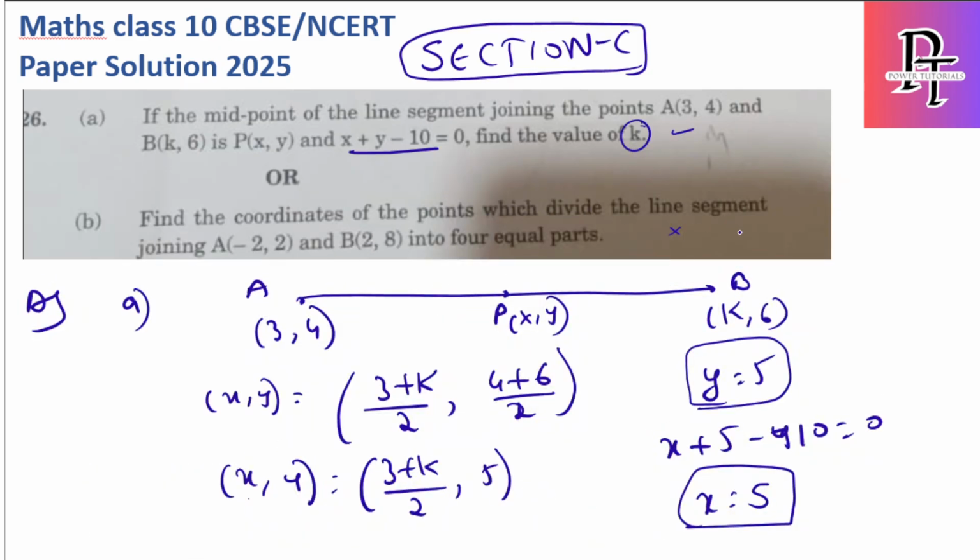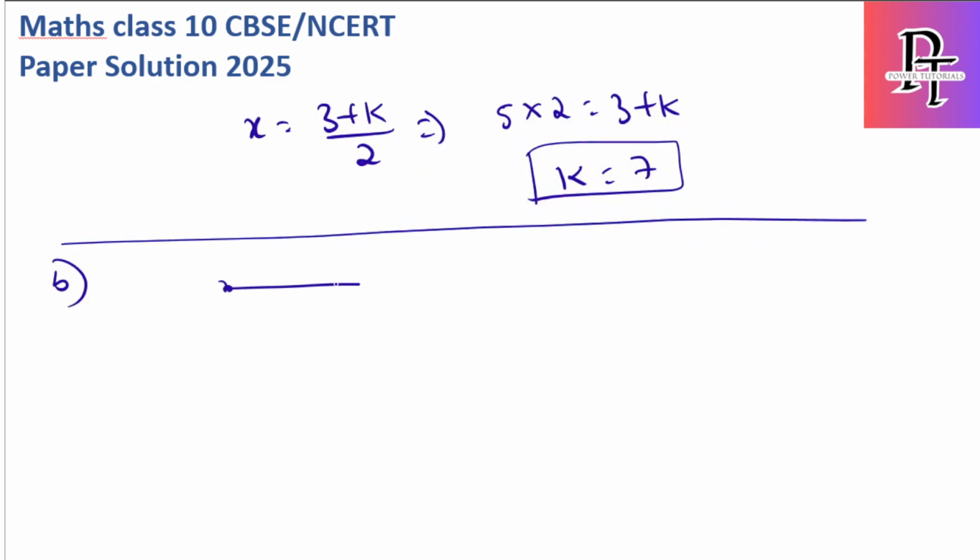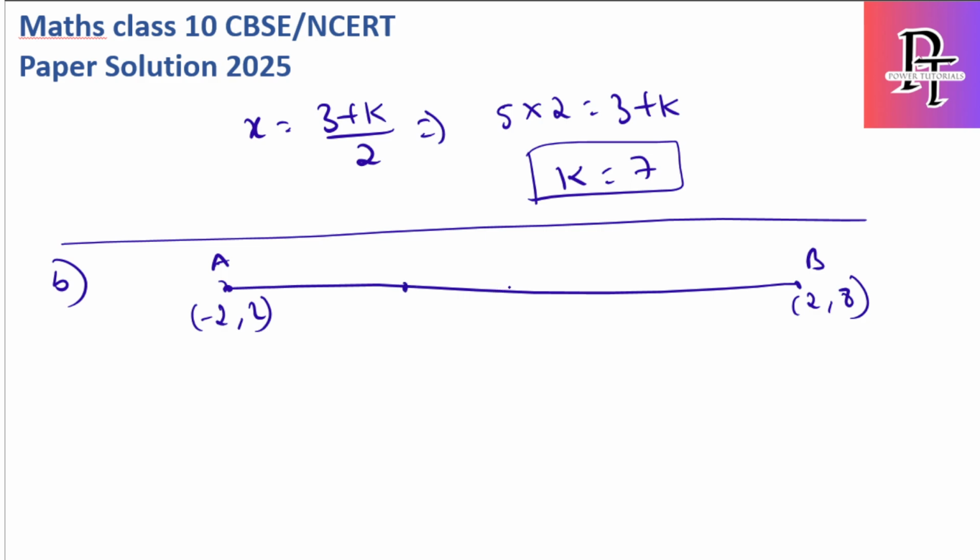Find the points which divide the line segment joining minus 2, 2 and 2, 8 into 4 equal parts. So definitely there should be 3 points. Let's assume those are P, Q and R. Let P be x1, y1, Q be x2, y2, and let's assume R as x3, y3. Equal parts means we assume the ratio is 1:1:1:1.